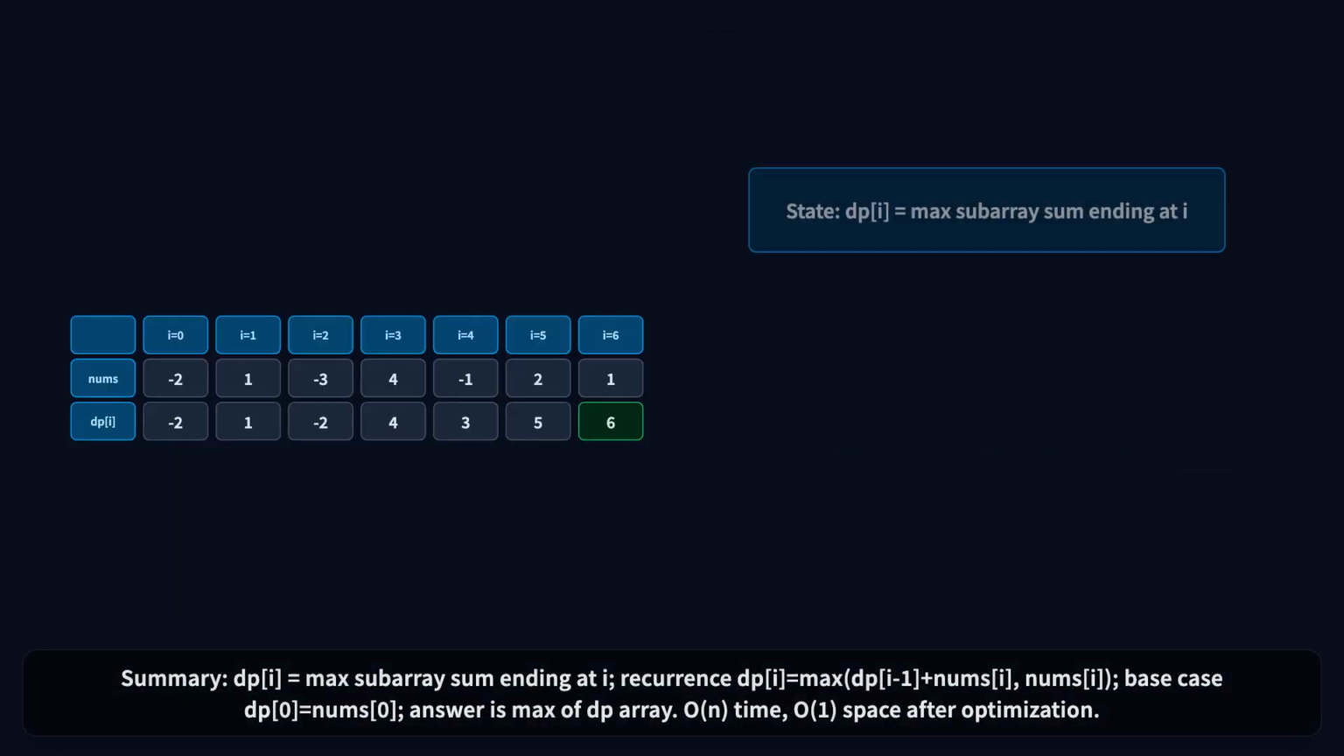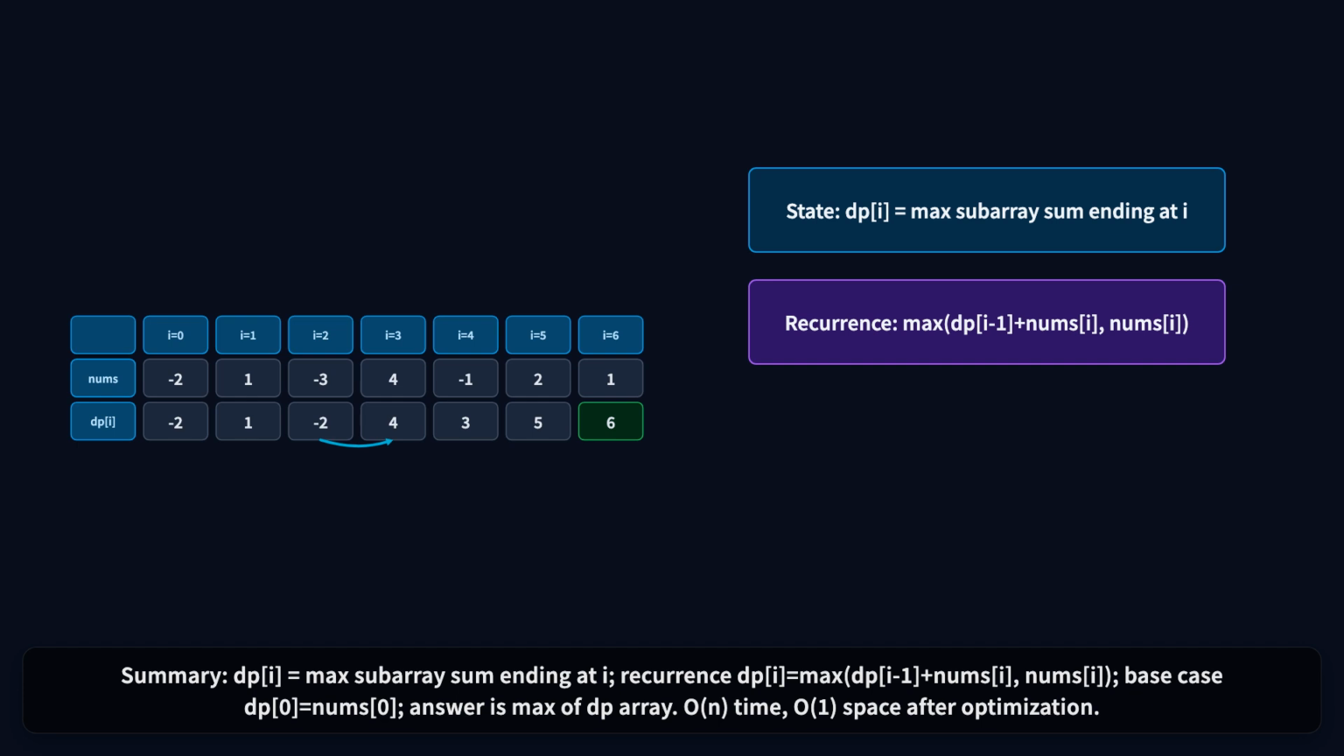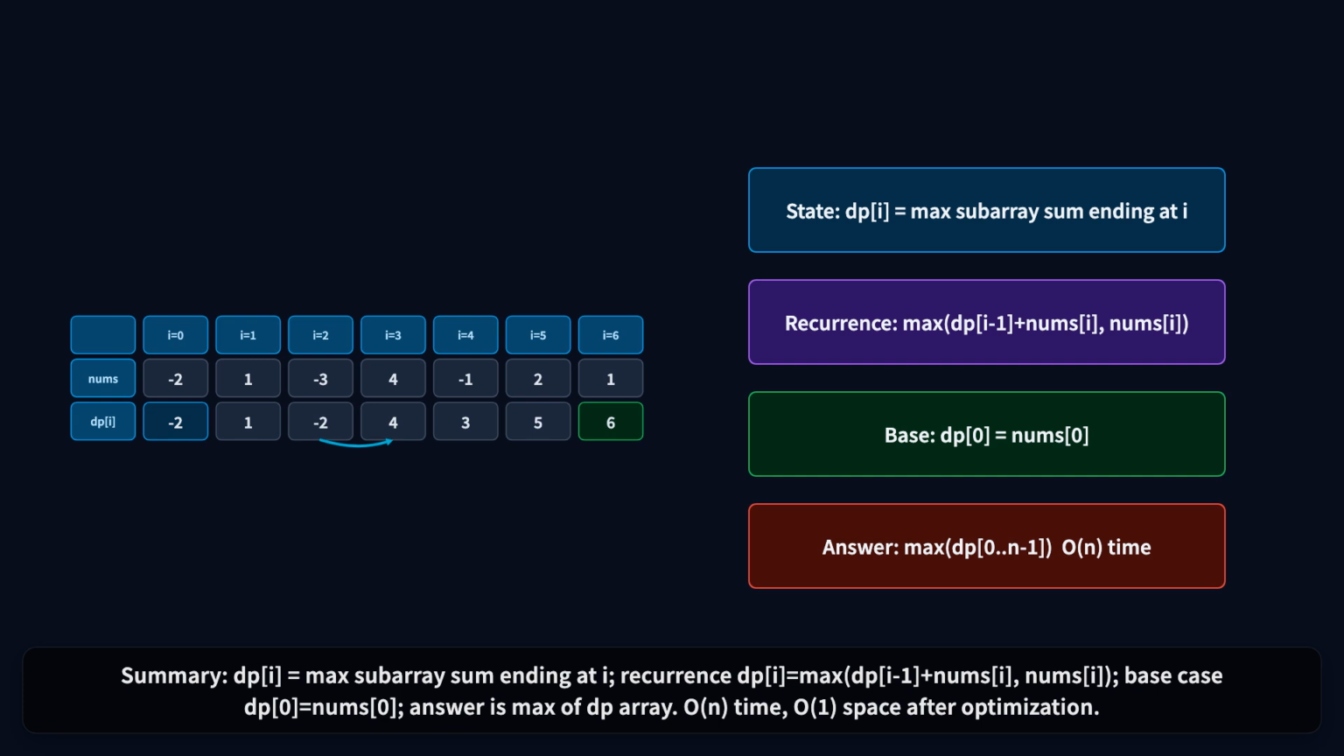Summary: dp[i] equals the max subarray sum ending at i. Recurrence: dp[i] equals max(dp[i-1] + nums[i], nums[i]). Base case: dp[0] equals nums[0]. Answer is the max of the dp array. O(n) time, O(1) space after optimization.